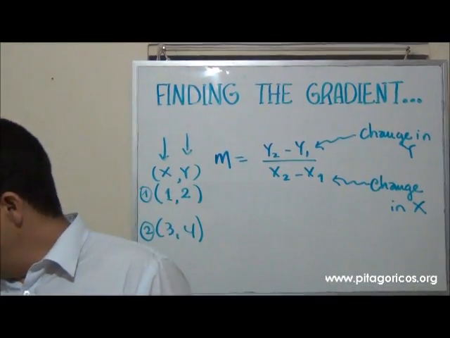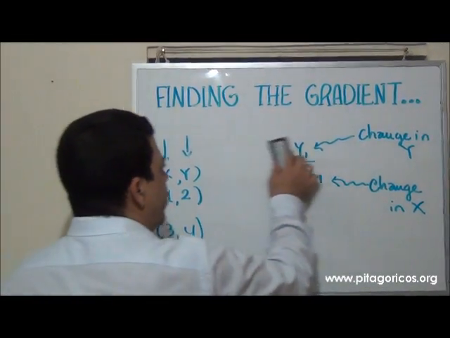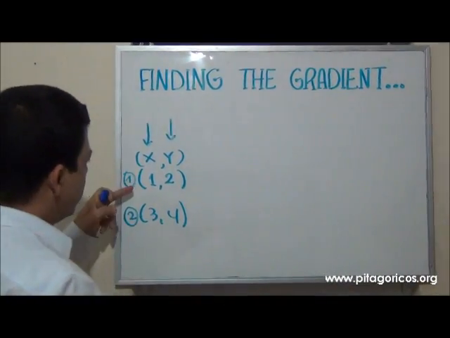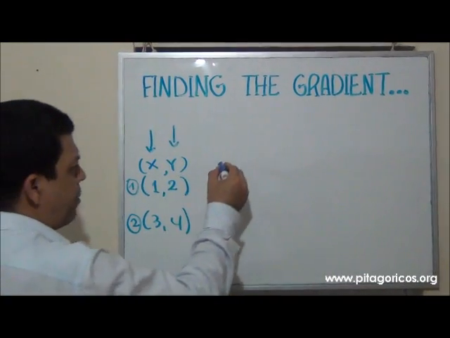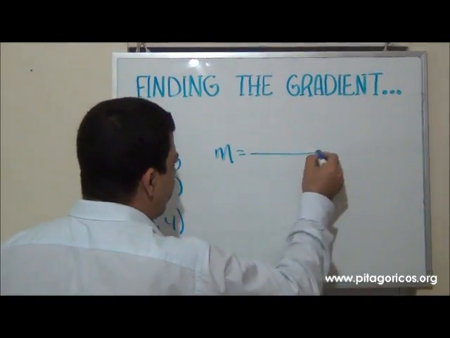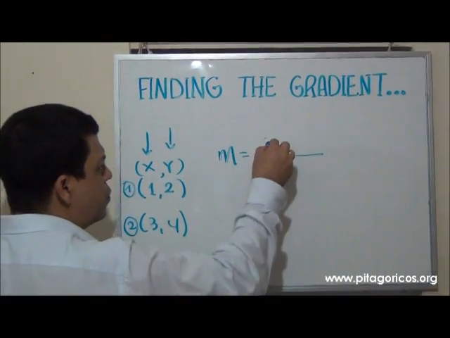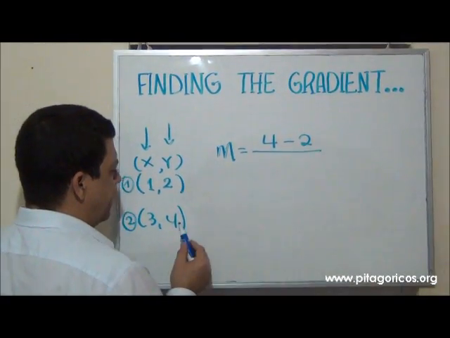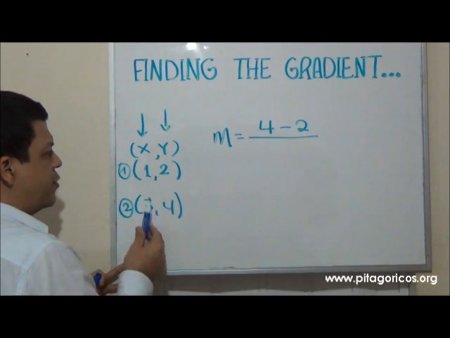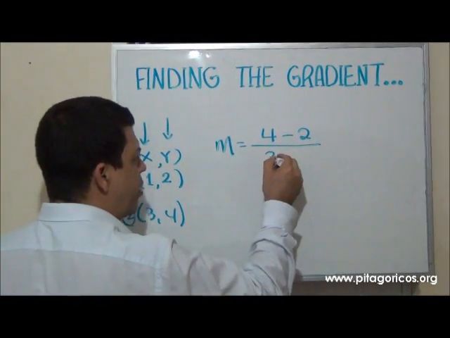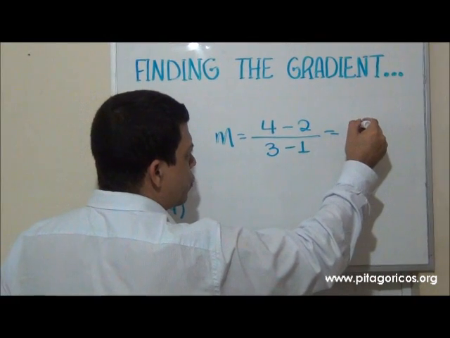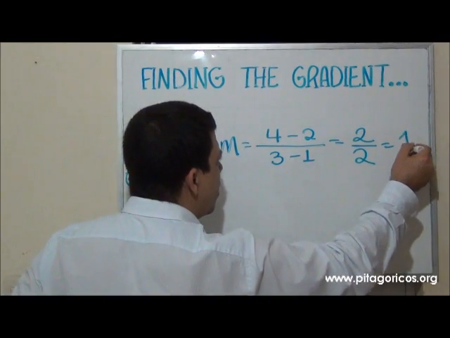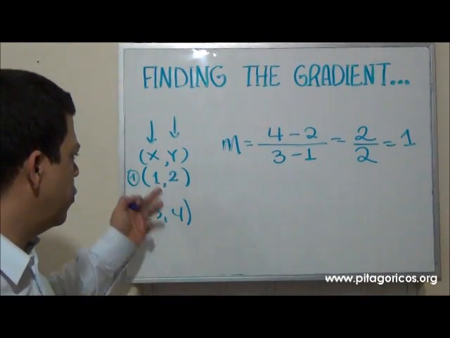So let's go to the matter of this video. If I want to find the gradient given these 2 points, I apply my formula. And I can say that m would be equal to 4 minus 2. Remember, first, on the numerator, I put the difference in y, 4 minus 2, and then the difference in x, that is 3 minus 1. What I have is 4 minus 2 is 2, and 3 minus 1 is 2 also. And 2 divided by 2 is 1. That is the gradient of a line passing through these 2 points.